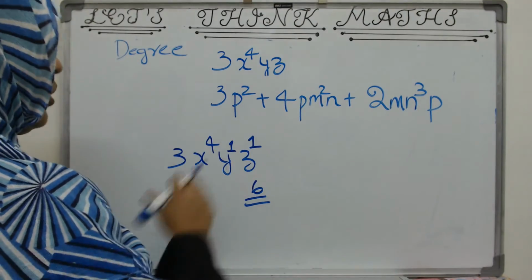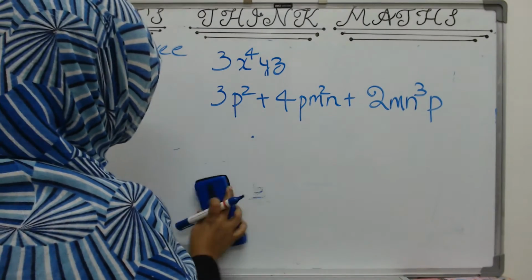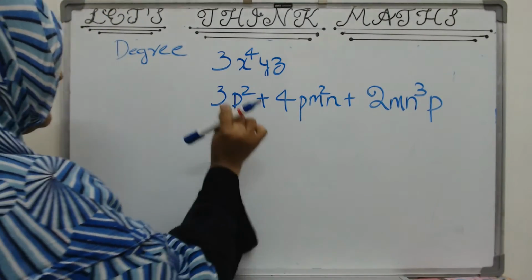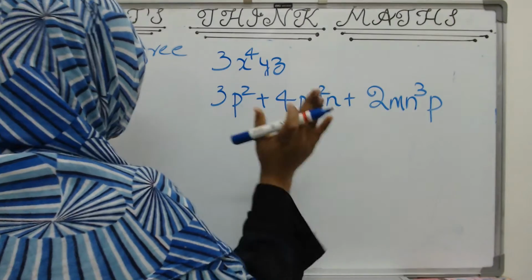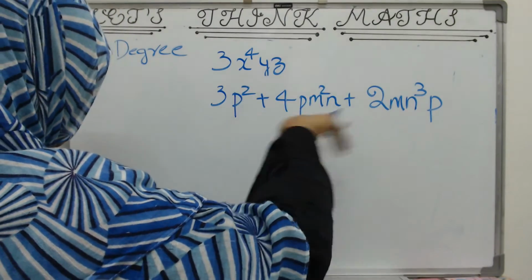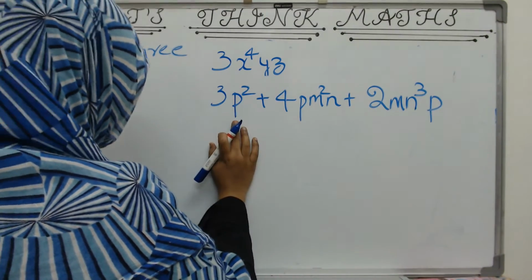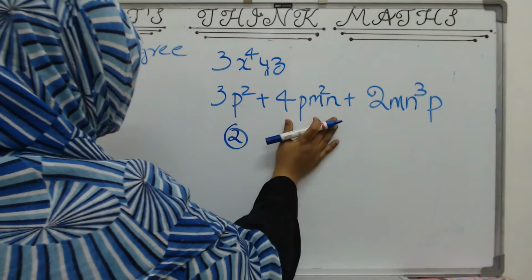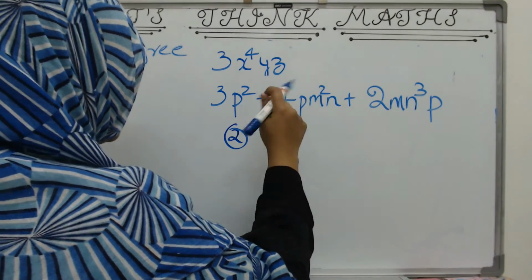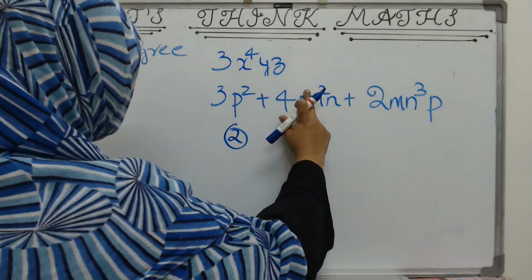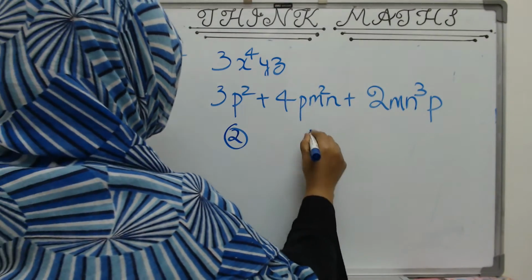Now look here, what do you have? You have 3 terms, which is a trinomial. Then how do you determine the degree? Calculate the degree of each term separately, see which one has the highest, and that will be the degree of the whole polynomial. So go to each term. First term, what is the variable? p. What is the degree? 2. What are the variables? p, m and n. Total, what is the degree? What is the sum of the powers? Here the power is 1, here the power is 2, here the power is 1. Sum of the powers would be 4.